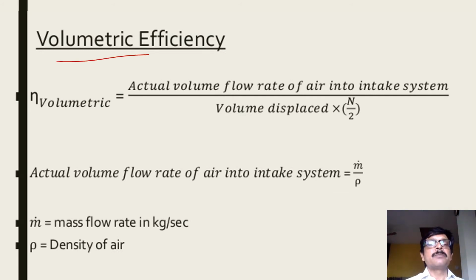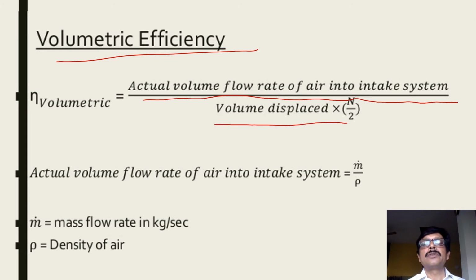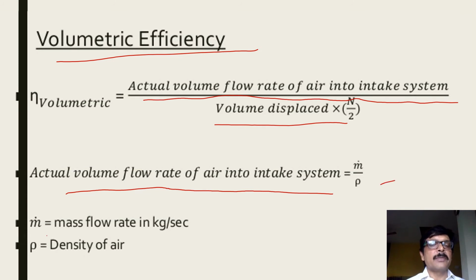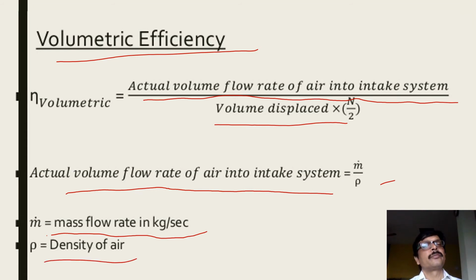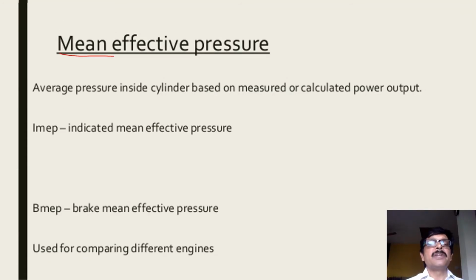Another important efficiency is volumetric efficiency. Volumetric efficiency is the ratio of the actual volume flow rate of air into the intake system to the volume displaced, that is, the actual volume drawn into the cylinder upon the swept volume of the engine. The actual volume flow rate of air into the intake system is equal to mass flow rate upon density, where small m is the mass flow rate in kg per second and rho is the density of the air.